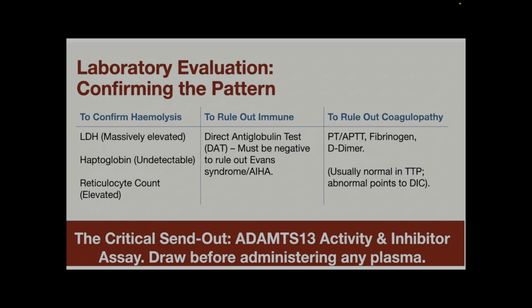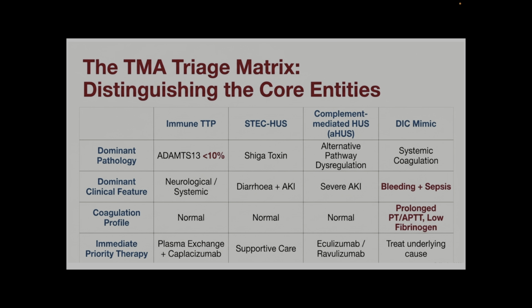And there is one particularly important practical point on this slide. Draw ADAMTS13 activity and inhibitor samples before administering plasma whenever possible. Once plasma has been given, interpretation of the ADAMTS13 result can become more difficult. Then we have the TMA triage matrix distinguishing the core entities.